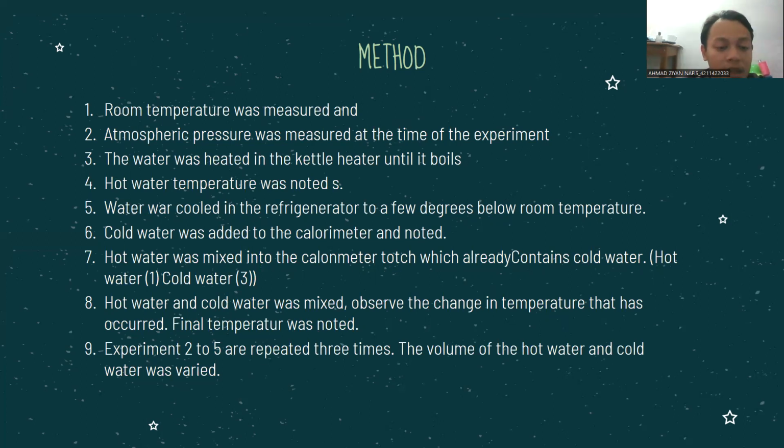5. Water was cooled in the refrigerator to a few degrees below room temperature. 6. Cold water was added to the calorimeter and noted. 7. Hot water was mixed into the calorimeter which already contains cold water. Hot water 1, cold water 3.